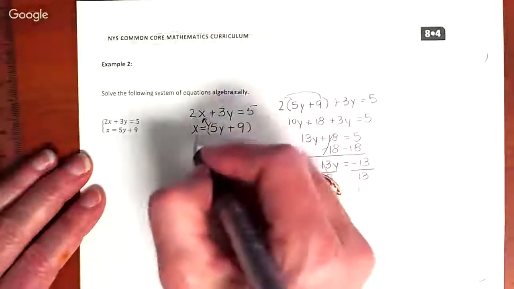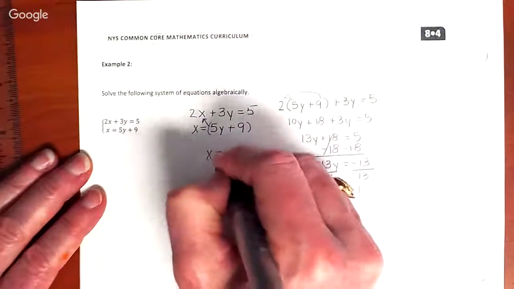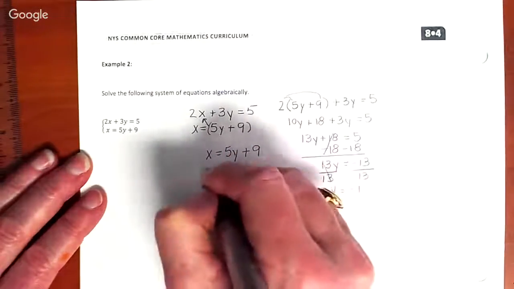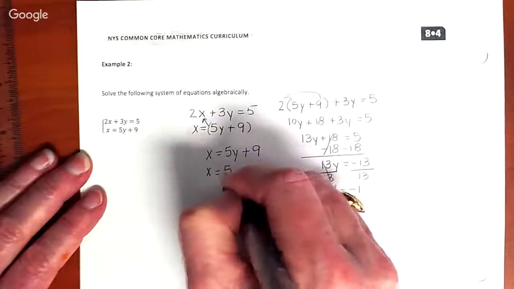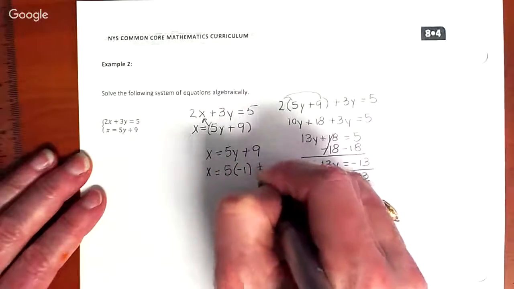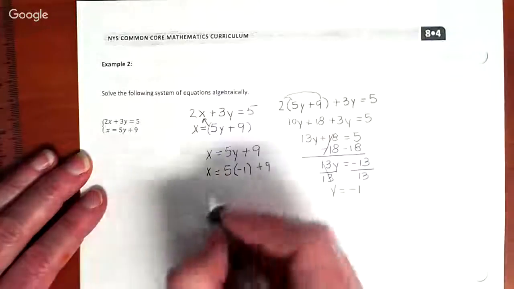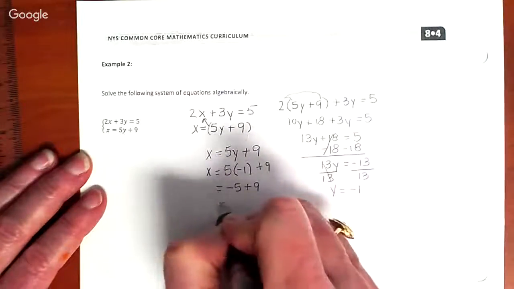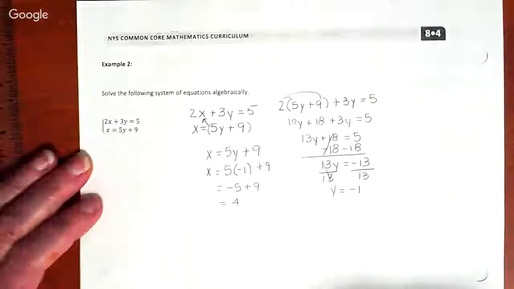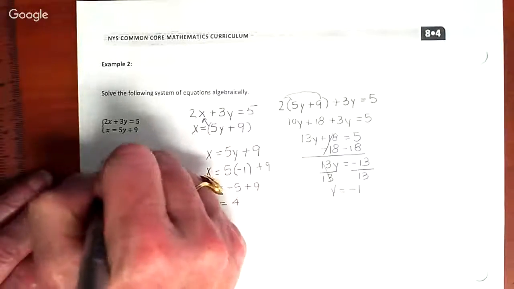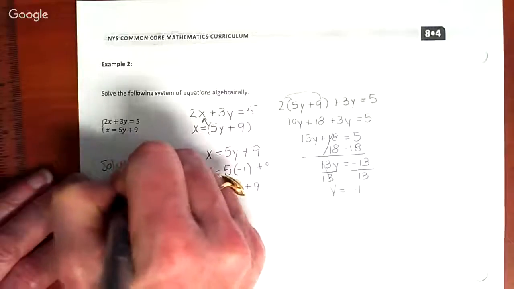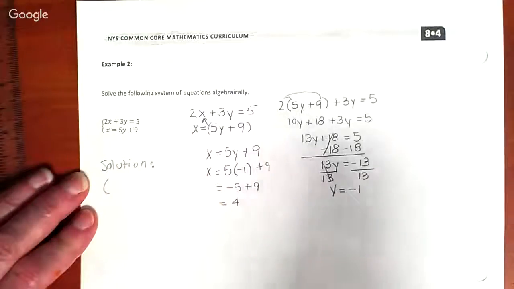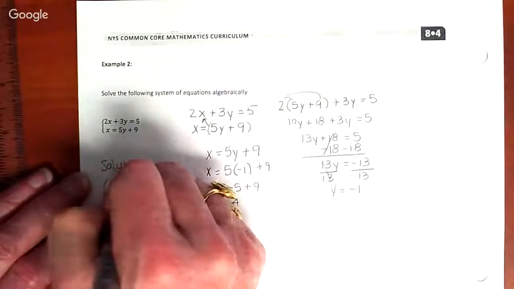Now substituting that in, I can substitute that in for x equals 5y plus 9. X equals 5 times negative 1 plus 9. So negative 5 plus 9 equals 4. So our solution is 4, comma, negative 1.